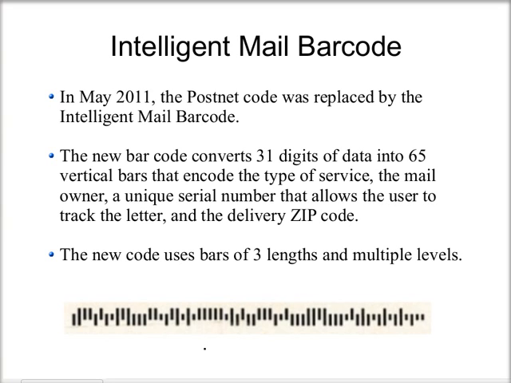The new code also uses bars of 3 lengths and multiple levels instead of just the 2 different types of bars, so this is no longer binary because we have more than 2 symbols. And you can see in this example of the intelligent mail barcode at the bottom that we've got medium length bars, long bars, and short bars, and that the medium length bars either occur at the top or the bottom of the code.